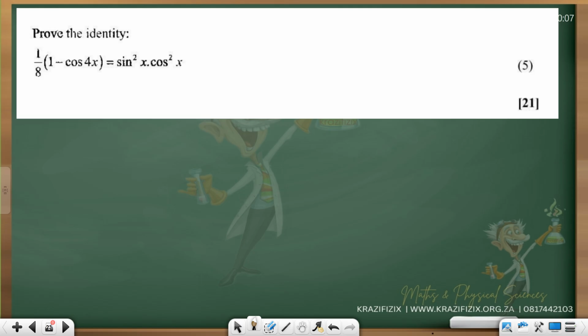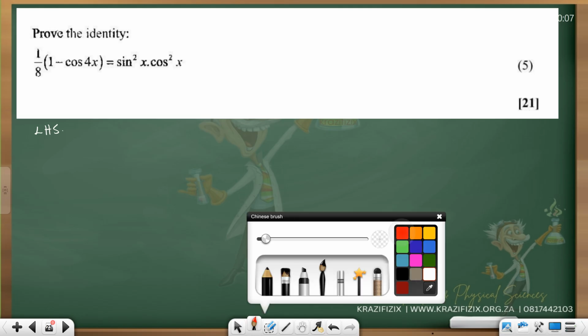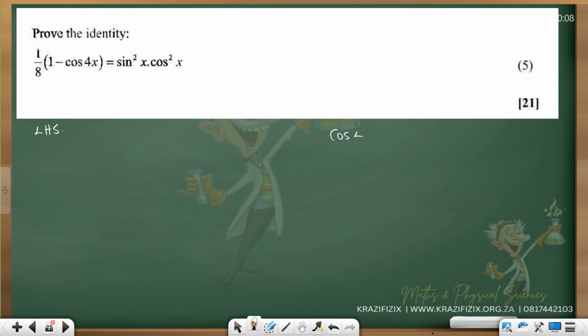Let's prove this identity. This one looks like, wow, I don't even know what to do. Okay, let's start. Left hand side. Oh, this is a 4x. 1 over 8 into 1 minus cos 4x. That cos 4x is going to be a bit of a problem, but not so much. Let me show you something with that cos 4x on the side. Cos 4x can be written as cos 2 multiplied by 2x.